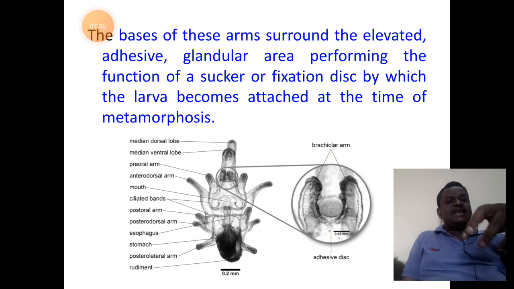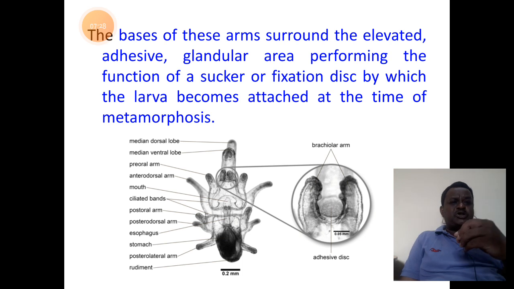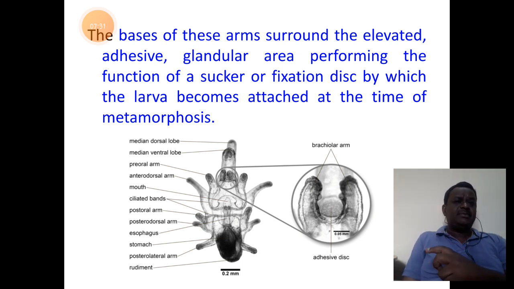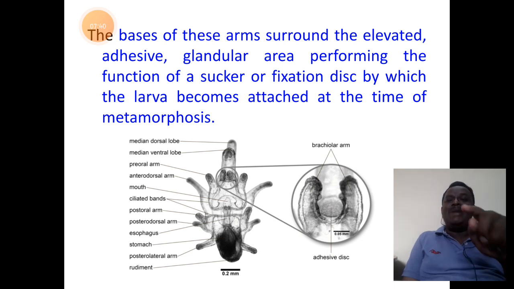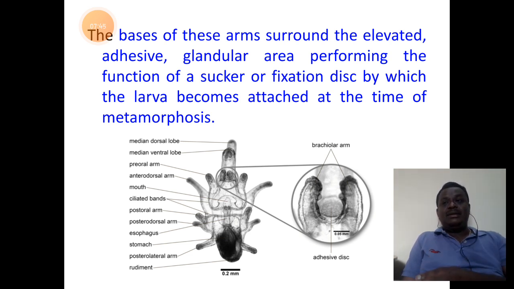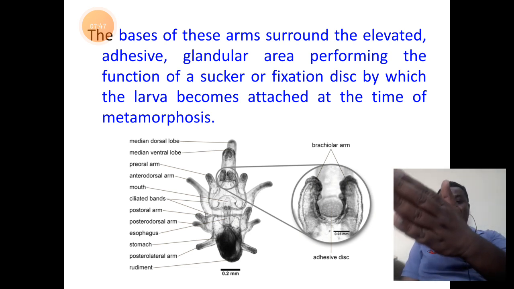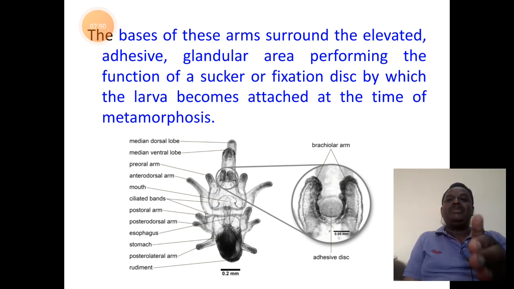So after fixing it to the substratum by means of those adhesive discs or the suckers, they show certain changes in the body in brachiolaria larva. Those changes are collectively called metamorphosis or metamorphic changes. So this is a stage where the brachiolaria larva will form miniature starfish.